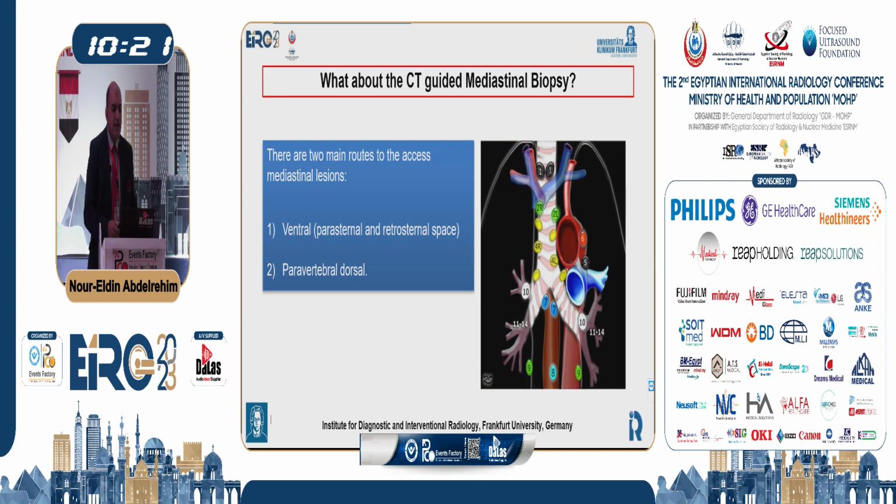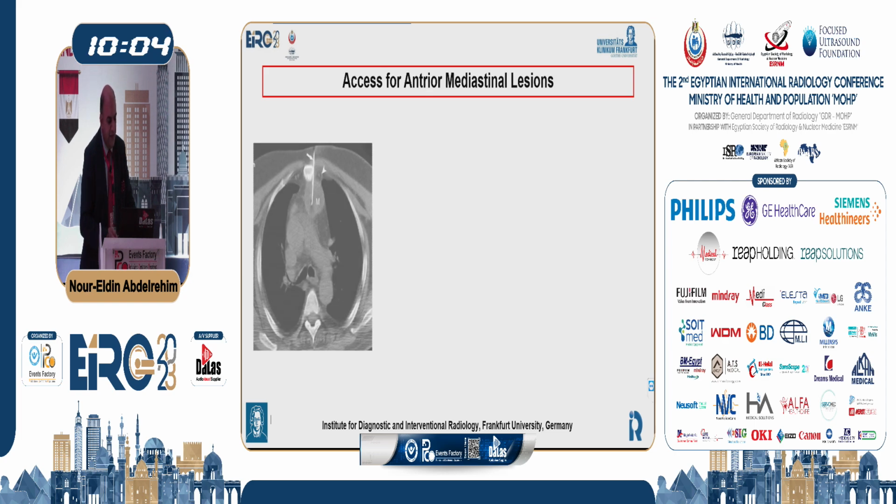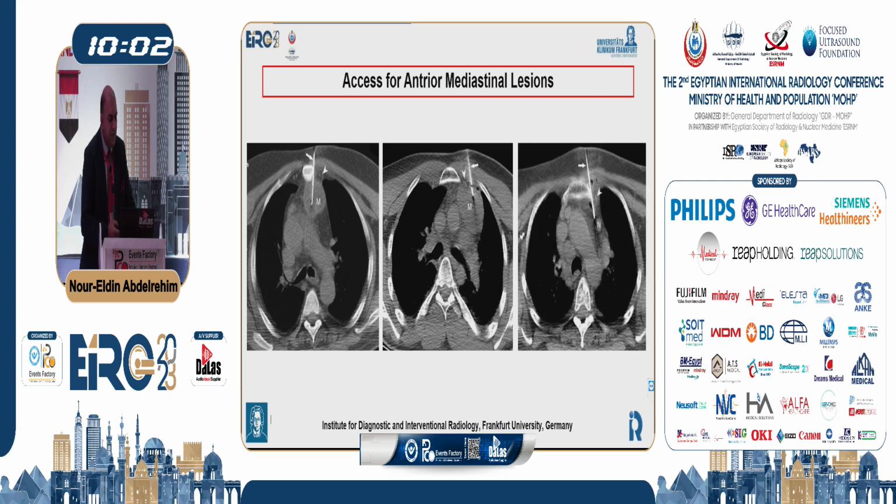What about CT-guided biopsy from mediastinal lesions? Actually, we have two axes for the mediastinal lesions. The first is the ventral aspect, which is the parasternal or retrosternal space, and the second is the paravertebral or dorsal aspect. These are three cases that we also published regarding how to access the anterior retrosternal or anterior mediastinal mass lesions. Mostly these are tumors like thymoma, lymphoma, or cases of myasthenia gravis, and you are trying to get a biopsy from these lesions.